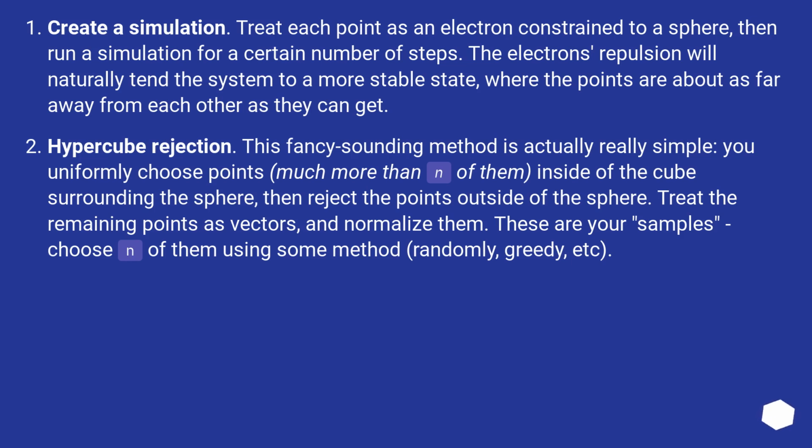Hypercube rejection. This fancy-sounding method is actually really simple. You uniformly choose points, much more than n of them, inside of the cube surrounding the sphere, then reject the points outside of the sphere. Treat the remaining points as vectors, and normalize them. These are your samples. Choose n of them using some method: randomly, greedy, etc.